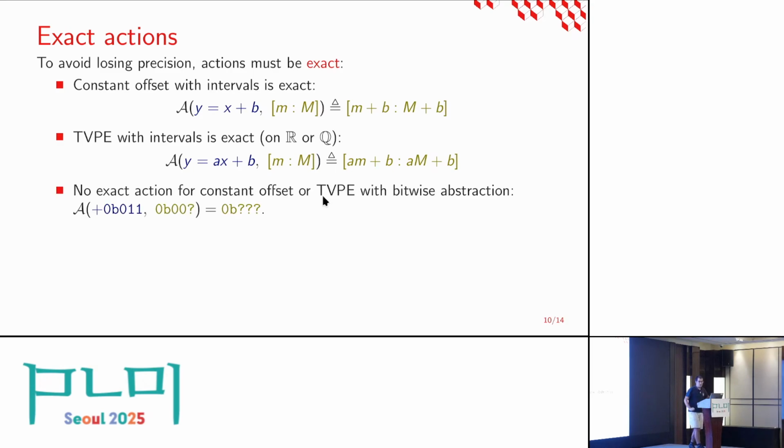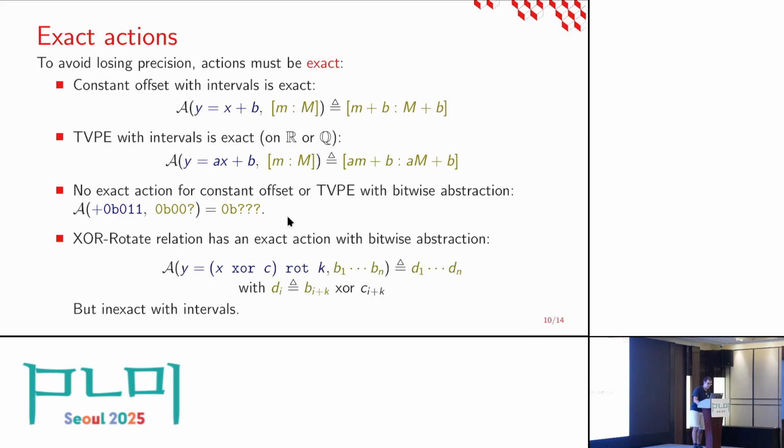For an example where that doesn't work, if I want to use constant offset or TVPE with a bitwise abstraction, so an abstraction which stores, for each bit of a number, either 0, 1, or unknown, well, you can notice that just by adding 3 to this very simple abstraction of 0 or 1, I get 8 possible values at the end. So I've lost precision, and using such a bitwise abstraction with constant offset will lead to precision loss. But of course, that bitwise abstraction works very well with the XOR rotate abstraction, because XOR and rotate are both operations that can be precisely encoded if you have the bitwise representation of some number. But on the flip side, the XOR rotate relation does not work with intervals.